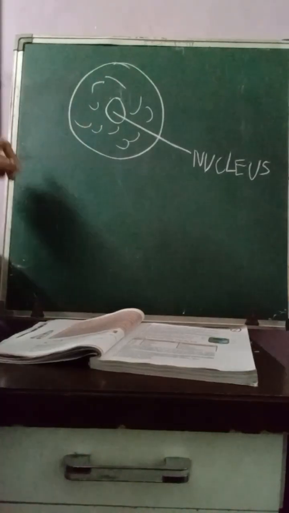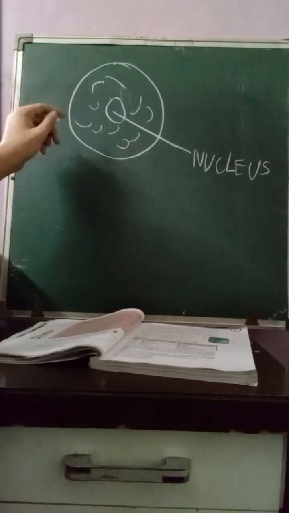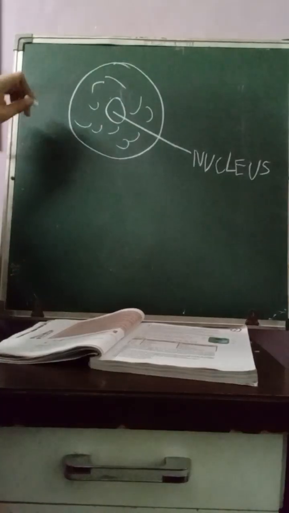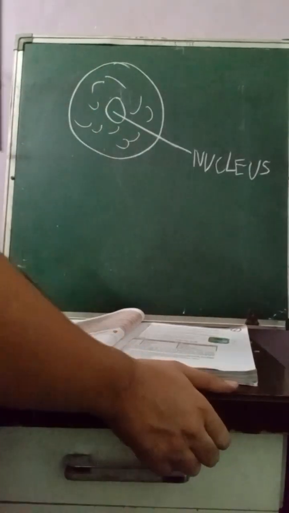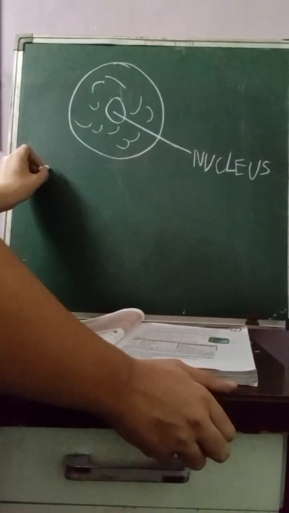The cells are filled with cytoplasm, and in eukaryotic cells, the cytoplasm contains several different organelles. These organelles are quite necessary for our body because they perform different functions. So let us talk about eukaryotic cells.